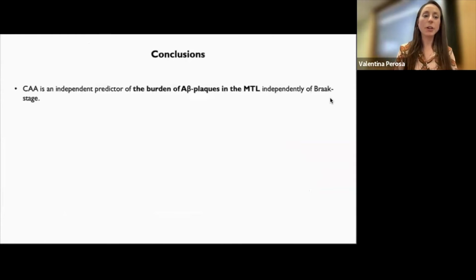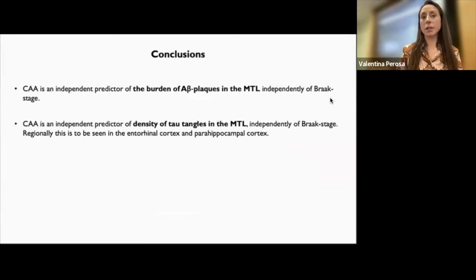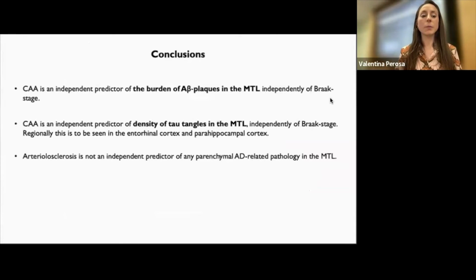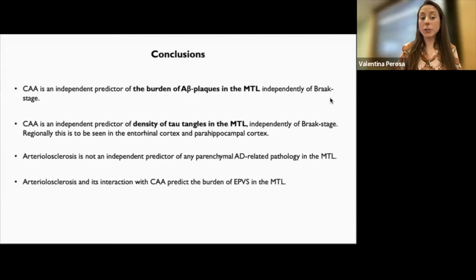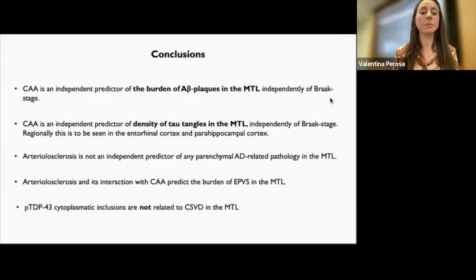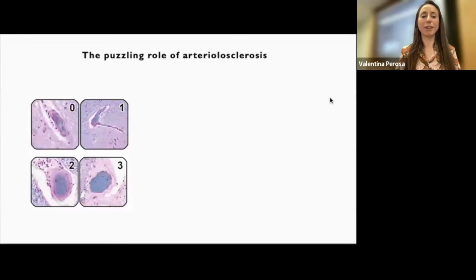So to conclude this part, CAA seems to be an independent predictor, or has an independent association with the burden of amyloid beta plaques in the medial temporal lobe, and it also has an association with the density of tau tangles. And this is not true for arteriolosclerosis, and it does not have a relationship with any parenchymal AD-related pathologies, but arteriolosclerosis seems to interact with CAA in predicting the burden of enlarged perivascular spaces. And phospho-TDP-43 in this cohort didn't have a relationship with small vessel disease or with enlarged perivascular spaces, nothing.